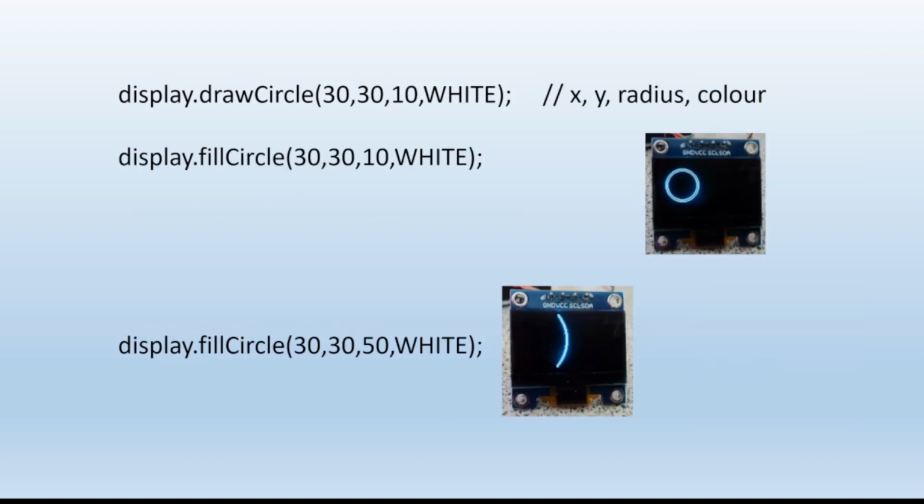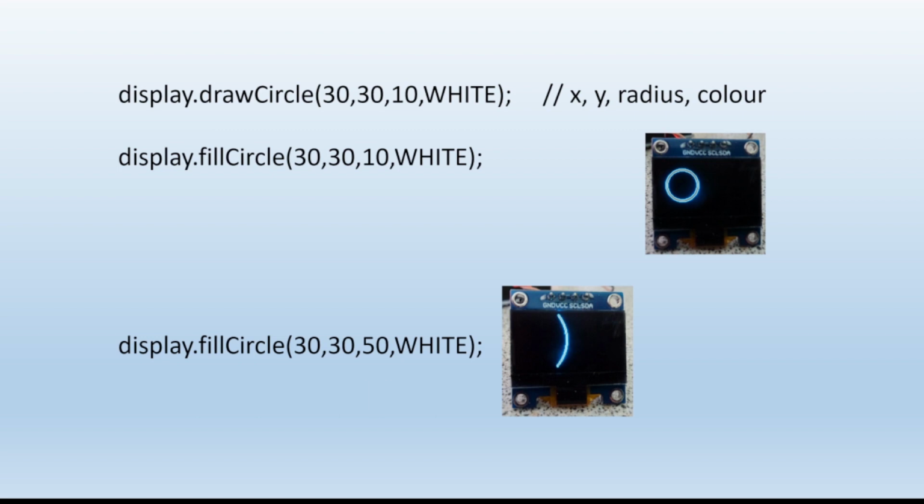We can also draw circles, either the outline or a filled circle. The coordinates are your x, y, the centre of a circle, in other words, in this case 30, 30. And the value of 10 is the radius of the circle, and we're doing a white circle. And it could be an outline or it can be a filled circle.